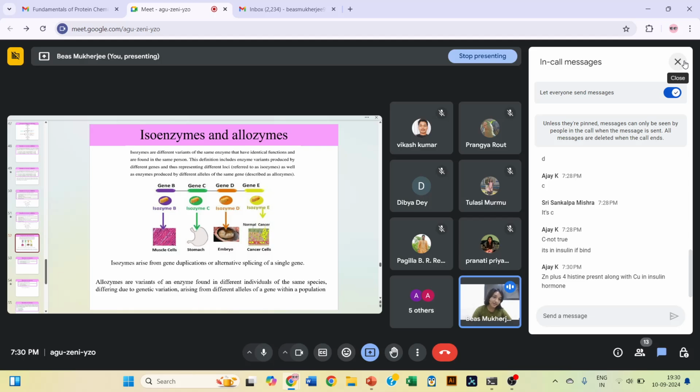Zinc plus 4-histidine present along with Cu in insulin hormone. Okay, is that so? Thank you for the information. We'll try to remember this. So we'll carry on with isoenzyme and alloenzyme.